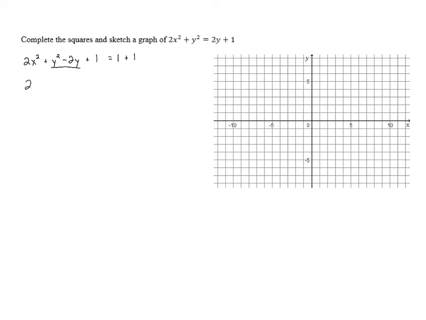Now we can factor that perfect square trinomial. Y squared minus 2y plus 1 is going to be y minus 1 quantity squared. And on the right, 1 plus 1 is equal to 2.